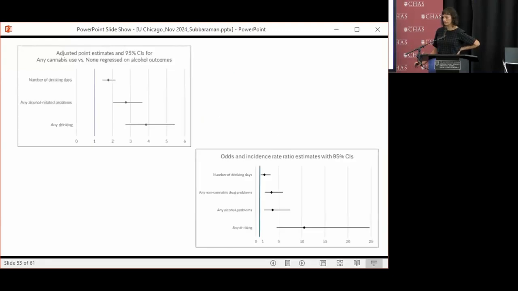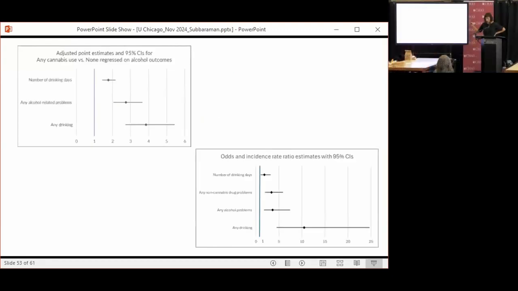For those who like graphs, here I laid out those odds ratios and incidence ratios visually. The blue line on both of these graphs represents no association, null. And we can see a very similar pattern across the two samples, right? Number of drinking days, problems, any drinking, it's almost the exact same pattern in terms of the magnitude of the results and the strength of the associations.